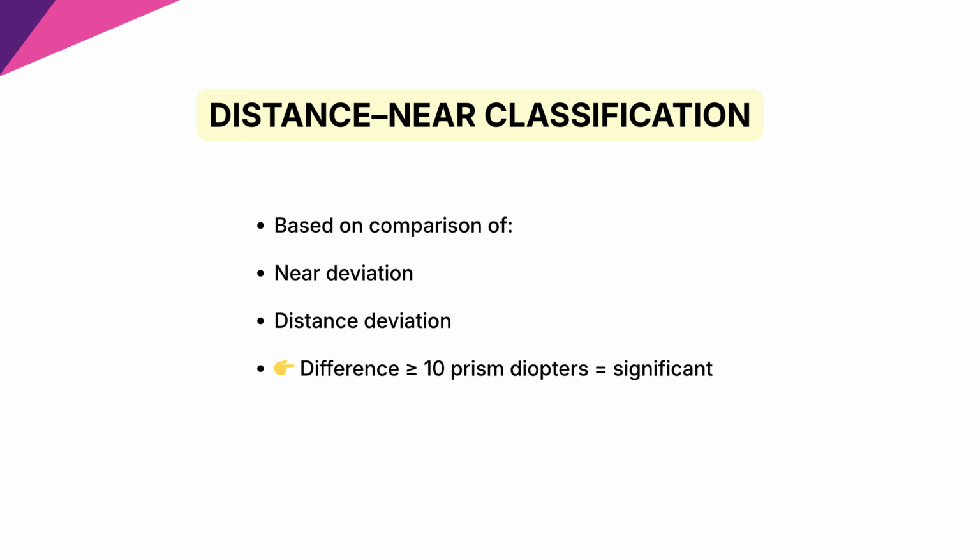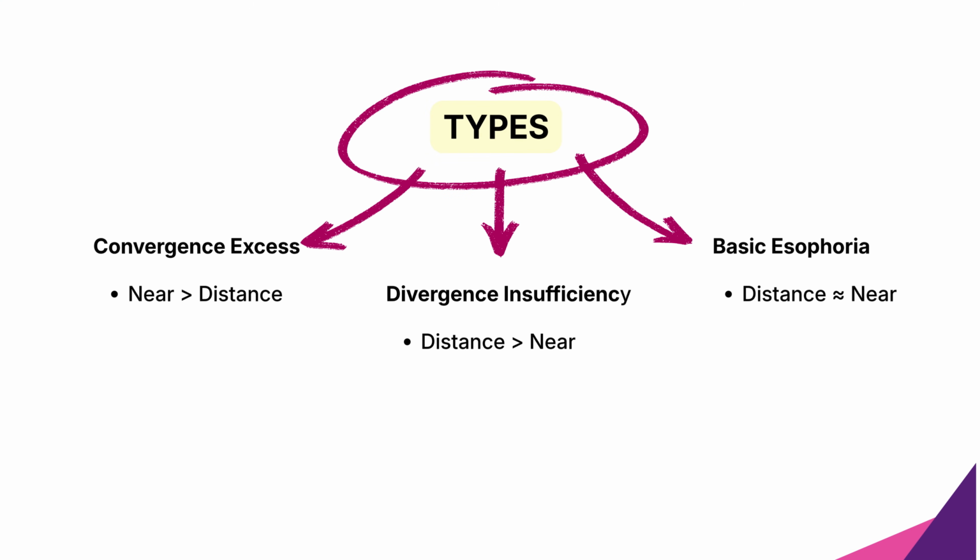In addition to the control, esophoria is also classified based on the distance and near relationships. This depends on the comparison between the deviation at near and at distance. A difference of approximately 10 prism diopters or more is considered significant. We have three categories over here based on the near-far relationship: convergence excess, divergence insufficiency, and basic esophoria.